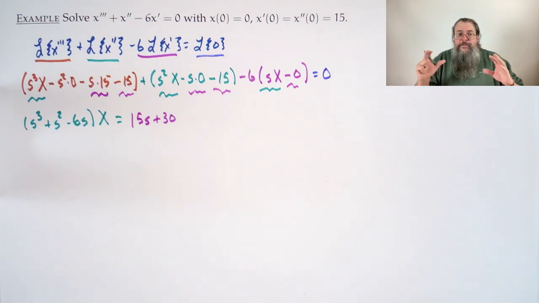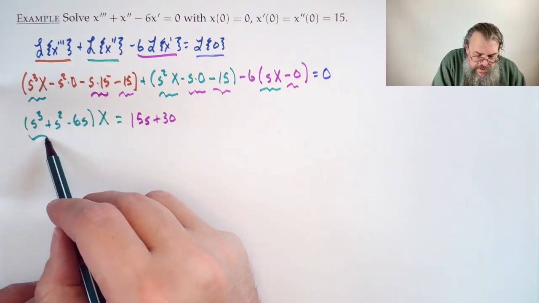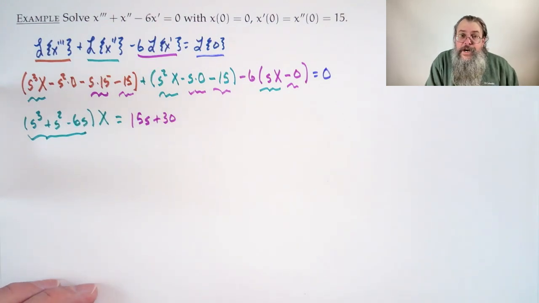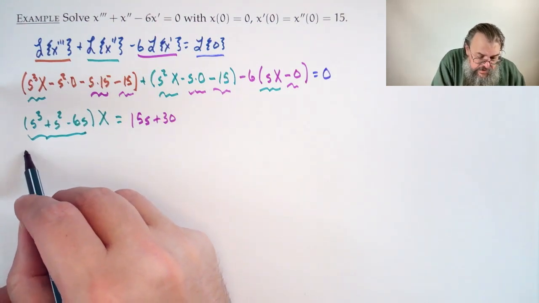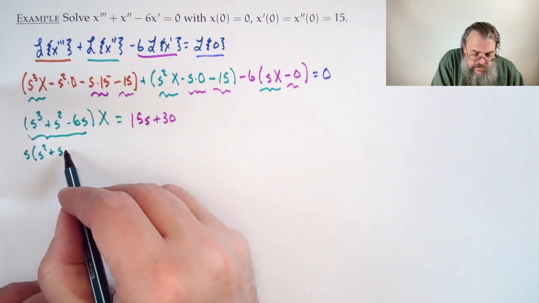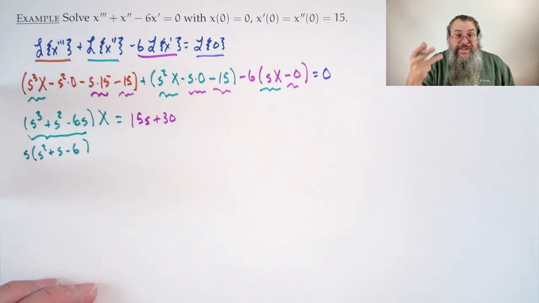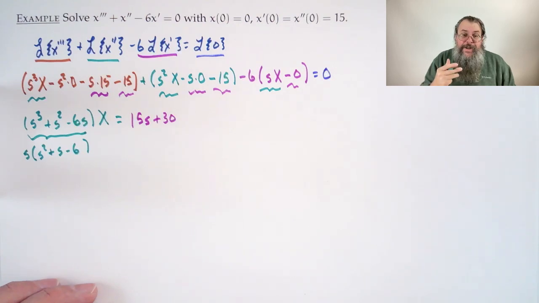Well, before we finish off, let's just clean up a little bit. This part right here, we can clean that up. Everything has an s, so let's factor that out. S squared plus s minus 6. And we say, well, does that factor? Well, I'll tell you, surprisingly often, these problems factor. In real life, they wouldn't factor, but that's okay. In real life, we probably have a computer. So, we all make compromises.